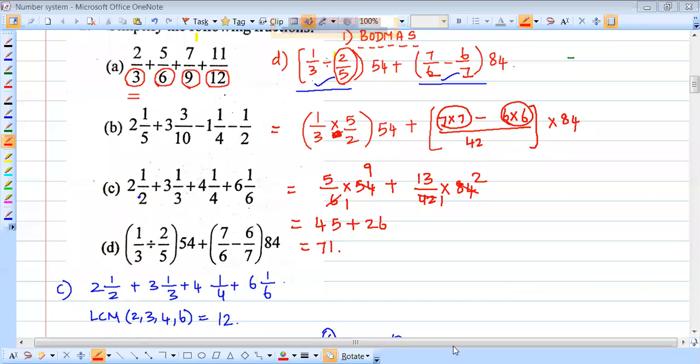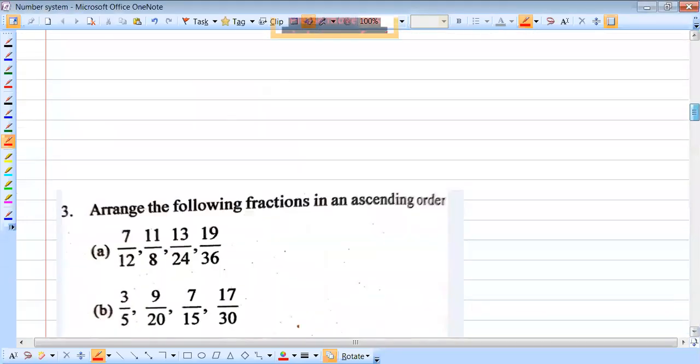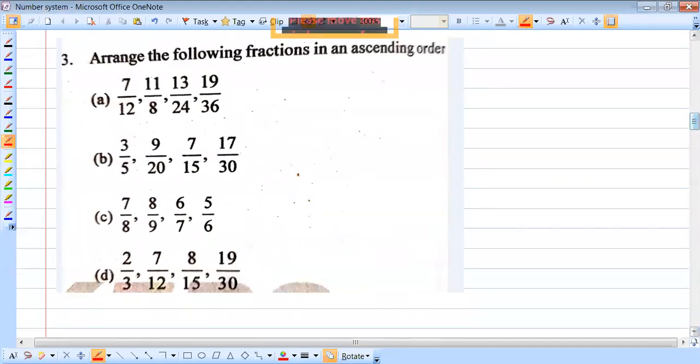Okay, so let's discuss the next questions. Hope everyone has completed this. Go for the third question. Arrange the following fractions in an ascending order. Ascending order means smallest to biggest.